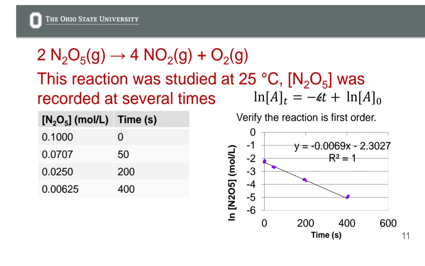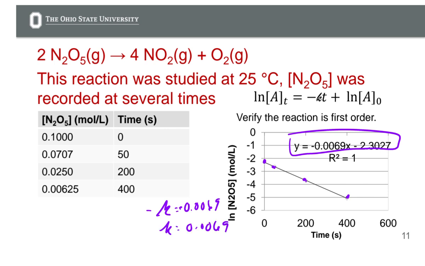And what we see is that this is a linear fit. Okay? And from the equation that's given, from our slope, we can determine what? We can determine the rate constant. Yeah. So in this case, the slope is minus k, so minus k is equal to minus 0.0069, or k equals 0.0069. Okay.